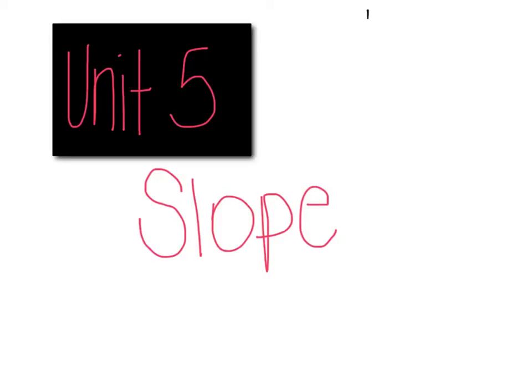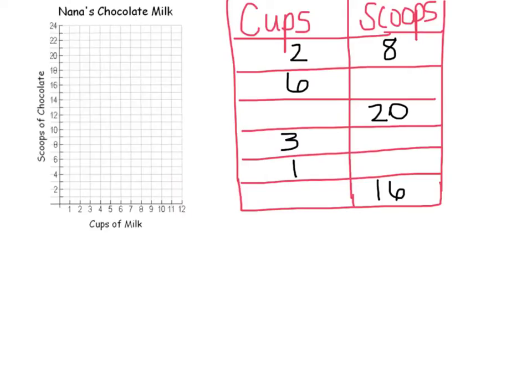Today we're going to be talking more about slope. If you want, you can use the guided notes that are attached, or you can draw the graphs yourself. So if you look, it says, Nana likes her milk just right. That means for every 2 cups of milk, you must mix in 8 scoops of chocolate powder. Fill in the missing values in the table, being sure to maintain a proportional relationship.